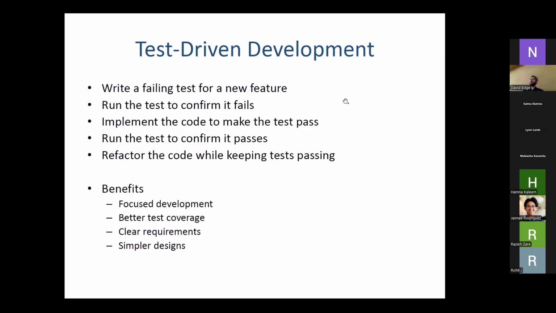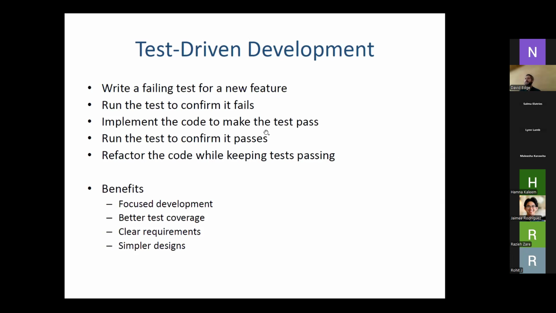Test-driven development. So I mentioned before that it's possible to write your software basically around your tests. So the process for this looks something like this. You can write a failing test for a new feature. This test fails because the feature does not yet exist, essentially. Run the test to confirm that it fails.